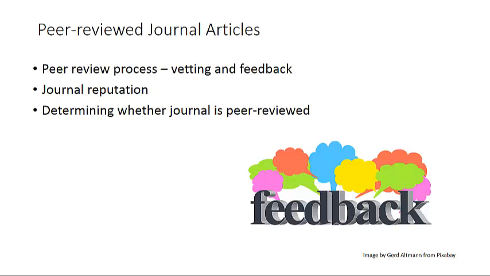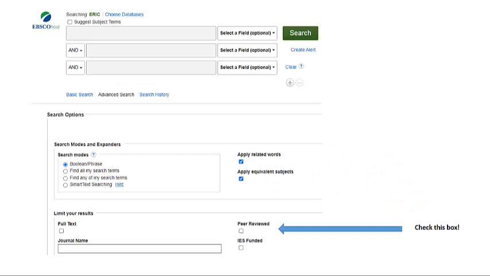How can you determine whether a journal is peer-reviewed? There are several strategies. Most databases of source material, such as ERIC, Academic Search Complete, and PsycInfo, have an option that you can check to limit your search to only peer-reviewed sources. Sometimes this option is listed as scholarly journals, so look for both terms on the search page.